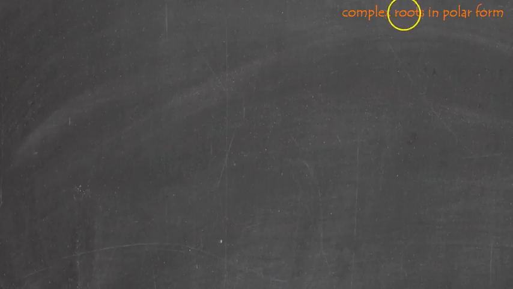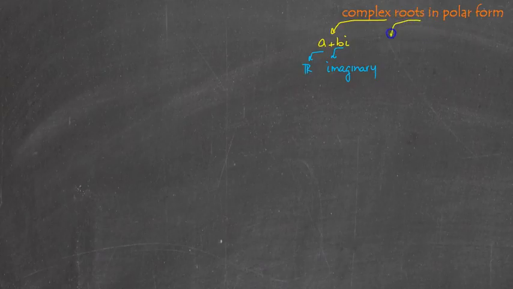All right, so remember, complex numbers are really just numbers that can be written in the form a plus bi, where a is the real part of the number and bi is the imaginary part. And we're looking for roots, but roots are just the solutions of an equation. So on the imaginary plane, the solutions of complex numbers can also be written in polar form.